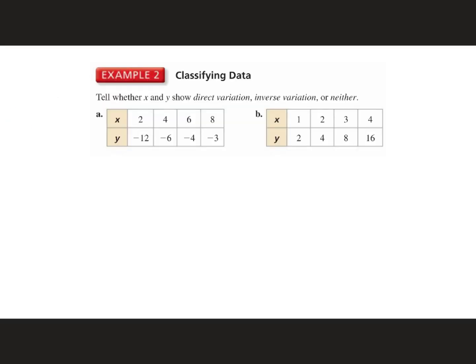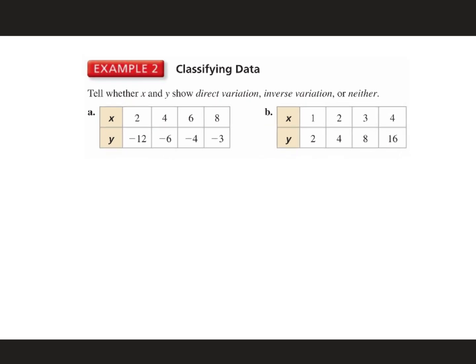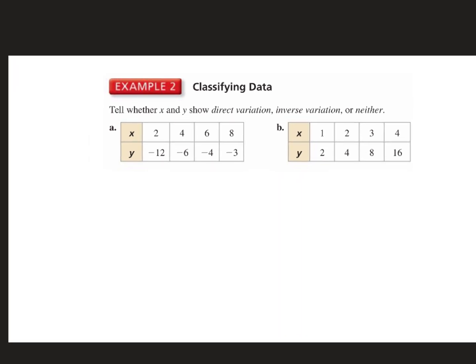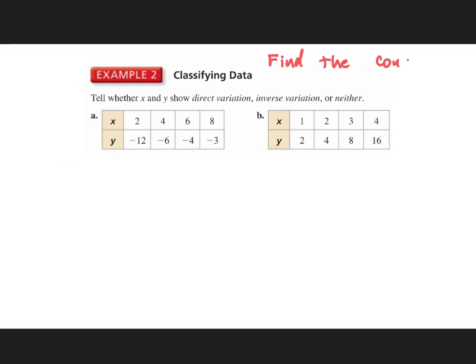All right, now change up a little bit. It says tell whether x and y show direct, inverse, or neither. But this is different. I don't have the equation. So in this case, the first thing you have to do is find the constant. And I'll show you how to do that in a second. What I mean by that is, what do you multiply, divide, what do you get from one point to the next should be the same number every time, and we're going to figure that out.